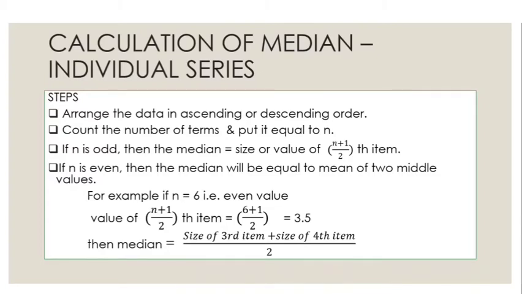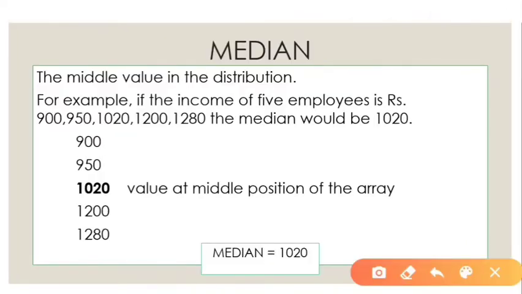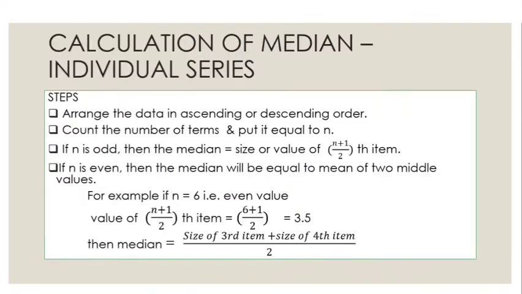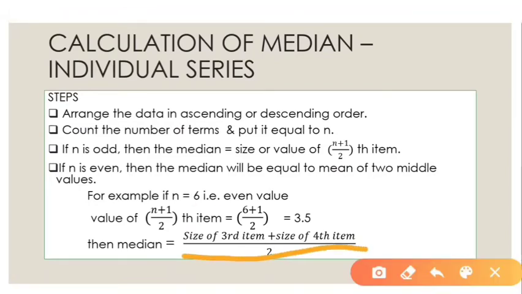Let me give an example for this. Let the value of n be 6, which is an even number. So the value of (n plus 1) by 2 will be (6 plus 1) by 2, which is equal to 3.5. Now the median will be the size of the third item and the size of the fourth item, divided by 2. We'll solve a few questions related to this.